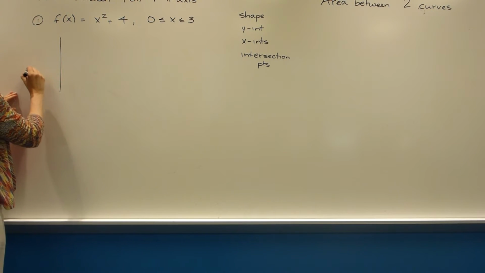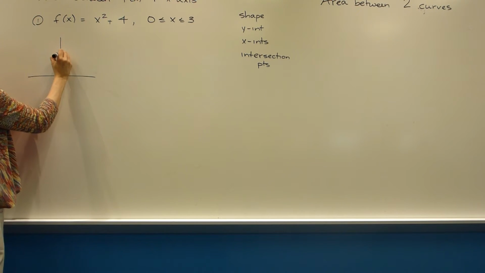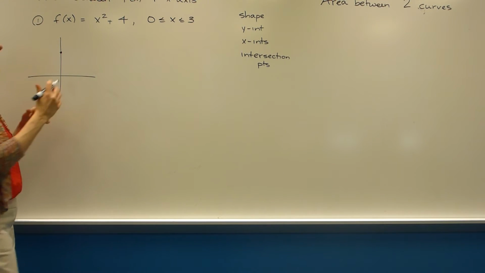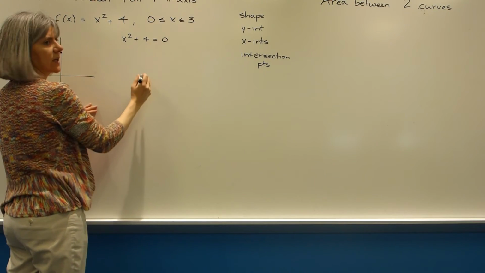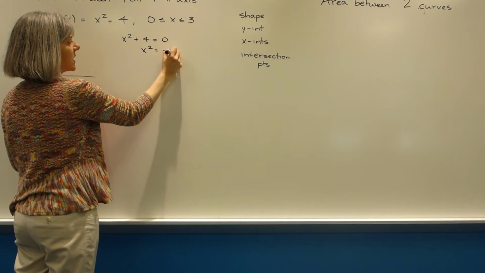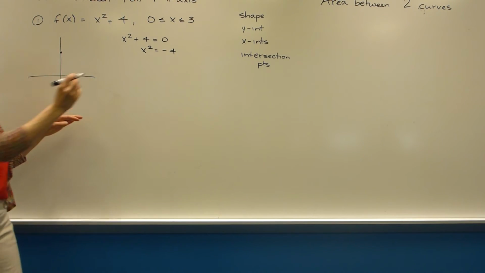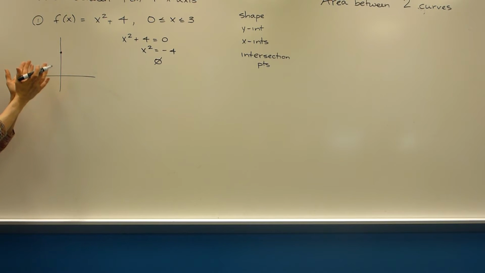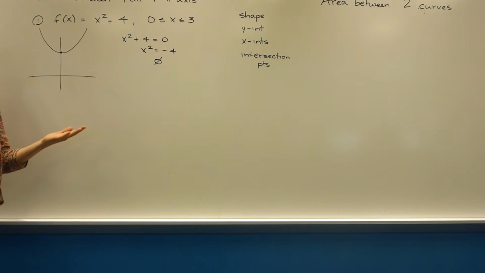All right, so what's the shape? Parabola. And what's the y-intercept? 4. What are the x-intercepts? There aren't any. And how would you know? You set that equal to 0, and you're going to get x squared equals -4. Can't take the square root of a negative number, so this gives you no answer. And that makes sense because this is a parabola opening up, so it's going to look like that. It does not go through the x-axis.